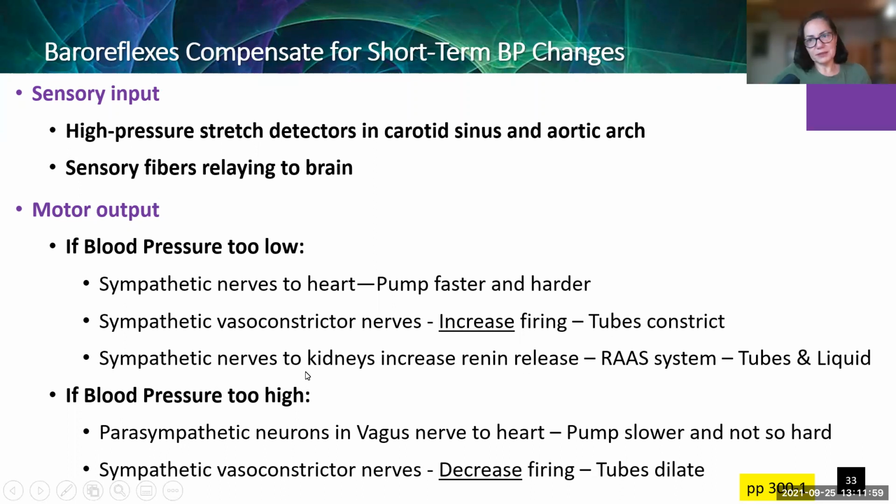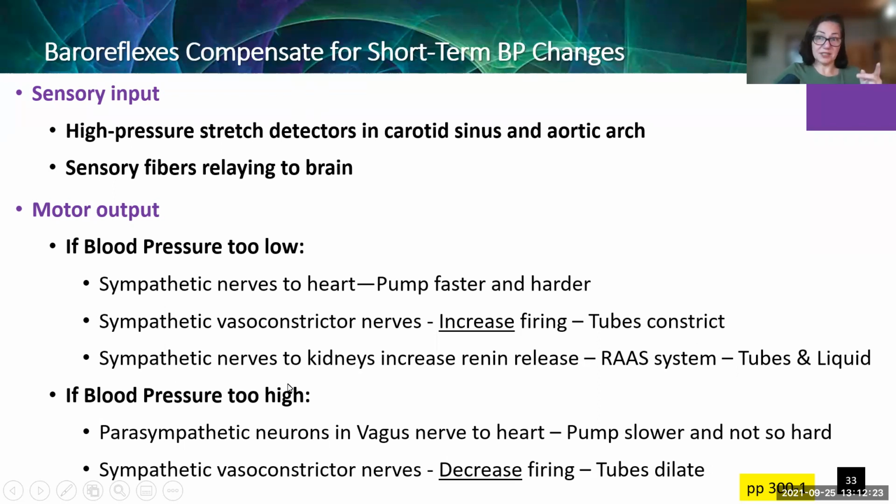This one's going to be a little bit slower. The message goes fast. The sympathetic nerves to the kidney are going to initiate the renin-angiotensin-aldosterone system, but the response is a little bit slower. So we need the release of the renin. This is sometimes pronounced renin. They're both correct. And that's going to impact the tubes themselves as well as the liquid in the tubes.